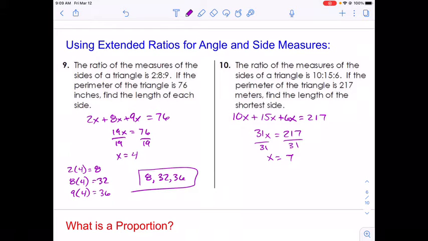So now we're looking for the shortest side here, which means we're looking at the shortest ratio, which would be 6. So 6 times 7 is going to give us 42. So it's 42, and then this is going to be meters. So 42 meters is our answer.